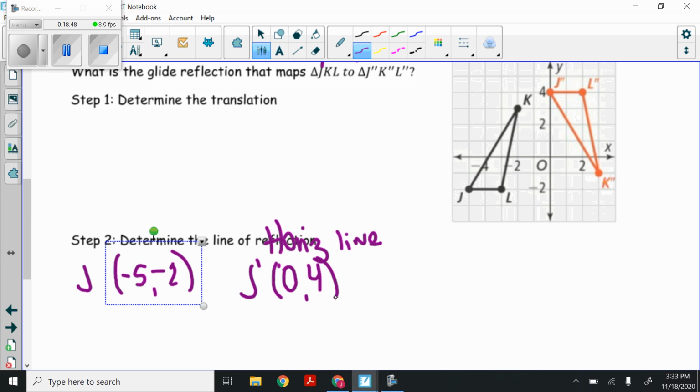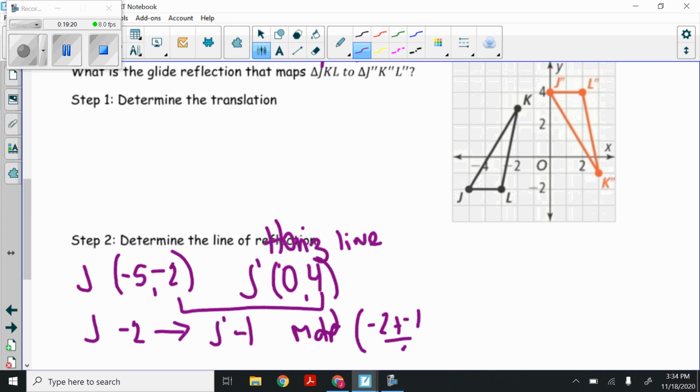If I'm reflecting about a horizontal line, they would have to be the same distance from that horizontal line. So I'm only looking at my horizontal, okay? So look at the Y values. From J, my Y is at a -2, the J prime at a +4. So what is the midpoint between that? -2 plus 4, oh, sorry, that was a 4. -2 plus 4 is 2. 2 cut in half is 1. So that tells me that Y equals 1 is my horizontal line of reflection.